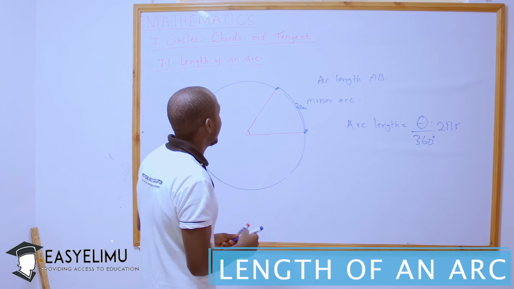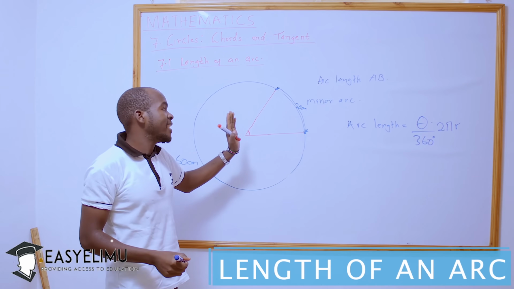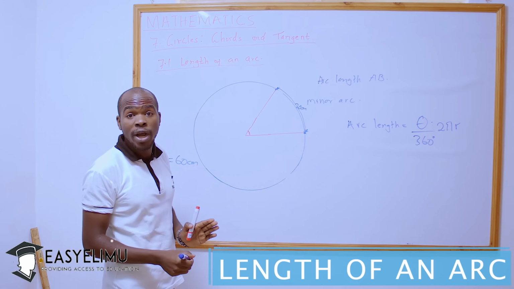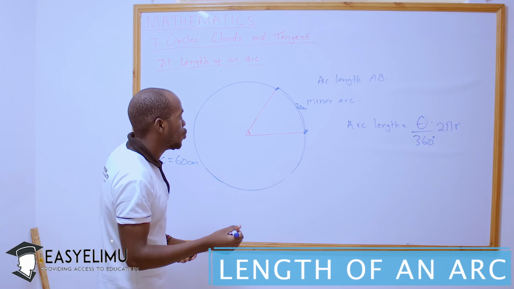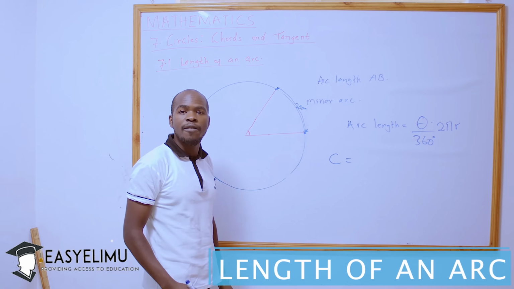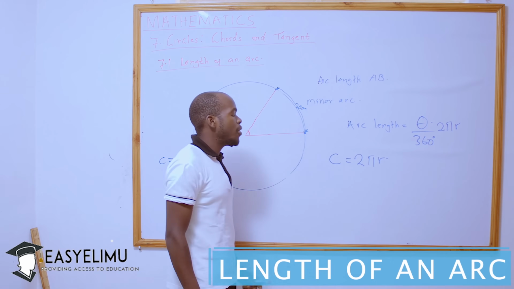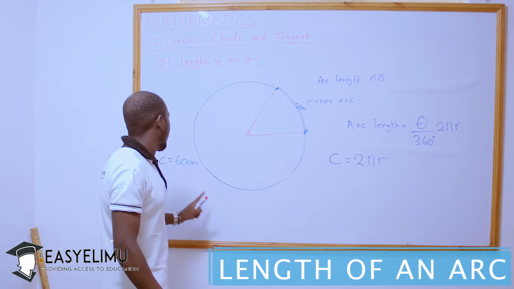Now, let's see how we can calculate first the radius. After getting the radius, then we calculate the angle. What we shall do, we know the circumference of a circle is given by 2 pi r. And here we have been given that the circumference is 60.